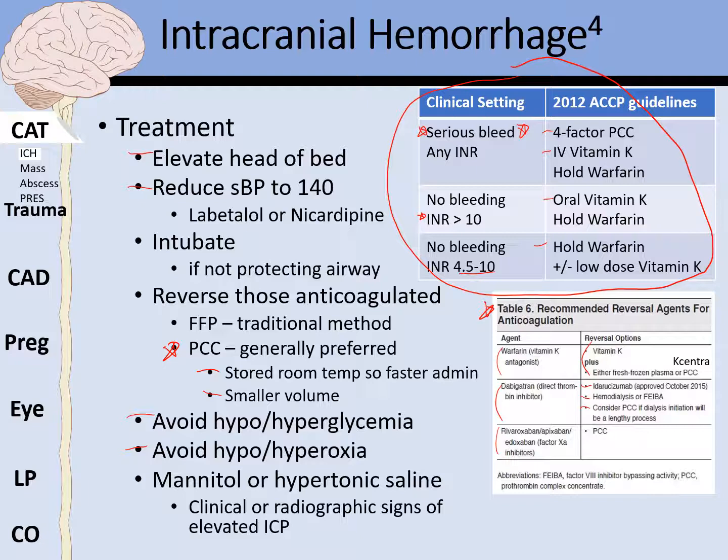Mannitol or hypertonic saline can be used when there are clinical or radiographic signs of elevated ICP. Intubation is typically used to protect the patient's airway, especially if there is any decline in mental status. The typical cutoff is a GCS less than 8 in the setting of trauma.